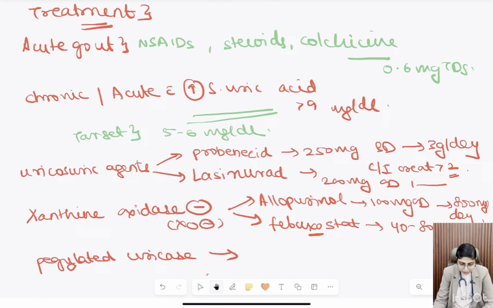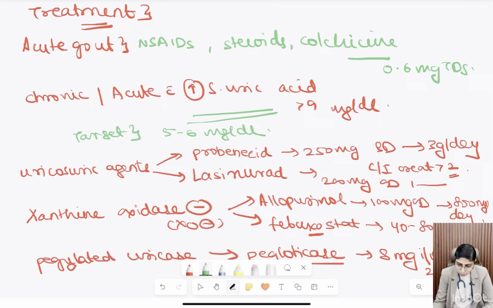Thirdly, pegylated uricase. This is also something new. Pegloticase, the name tells you it is a uricase, right? Now this is the only IV medicine. So what is the question that they ask? 8 milligram IV every 2 weeks.